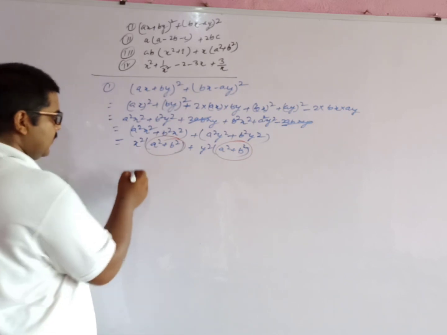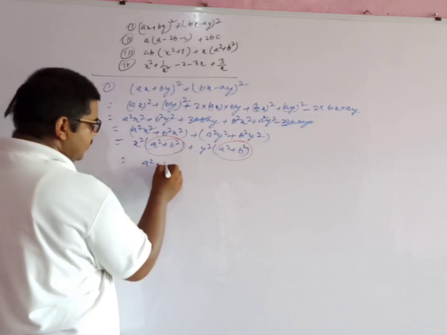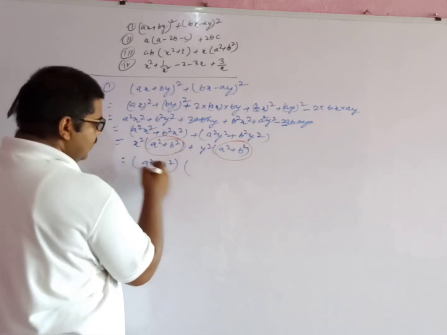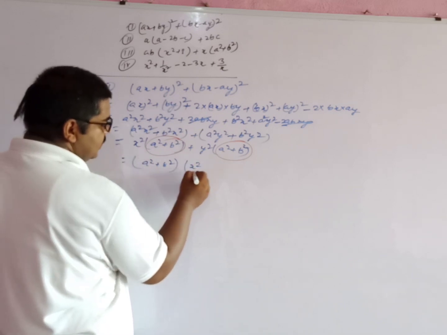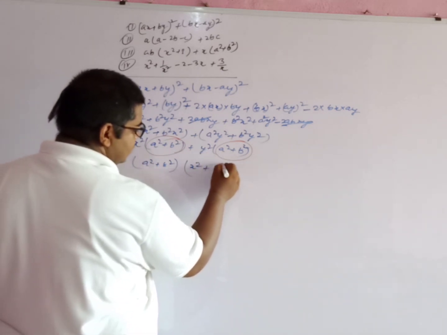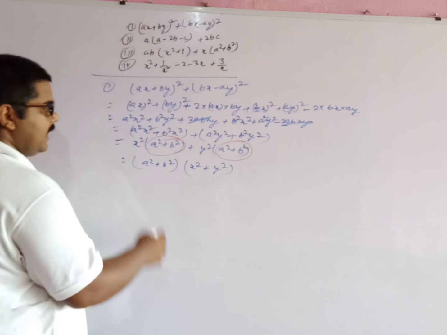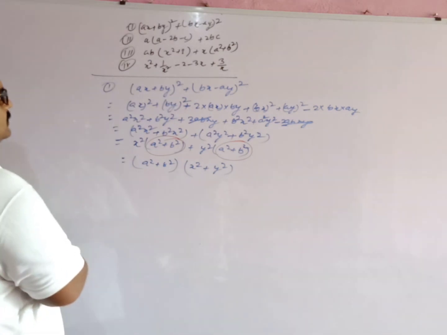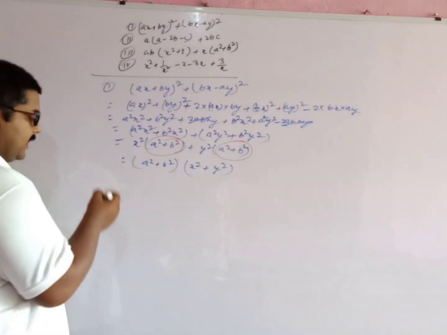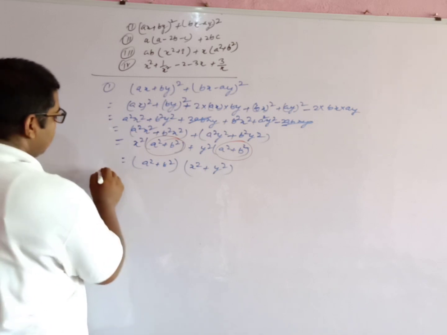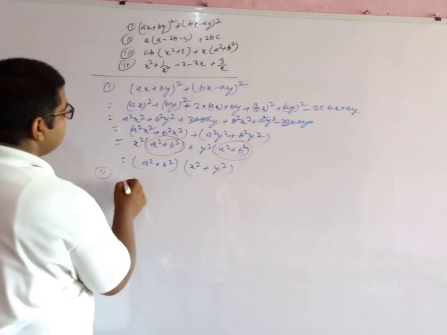So you have to take a square plus b square as common, and what is left in the first one? x square, and in the second one is y square. That is the final result. You can just check the second question. What is the second question that has been given?